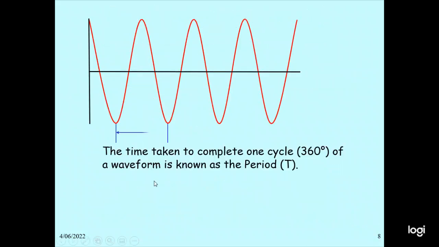The time taken to complete one cycle of 360 degrees is the period T. So this is the period T.